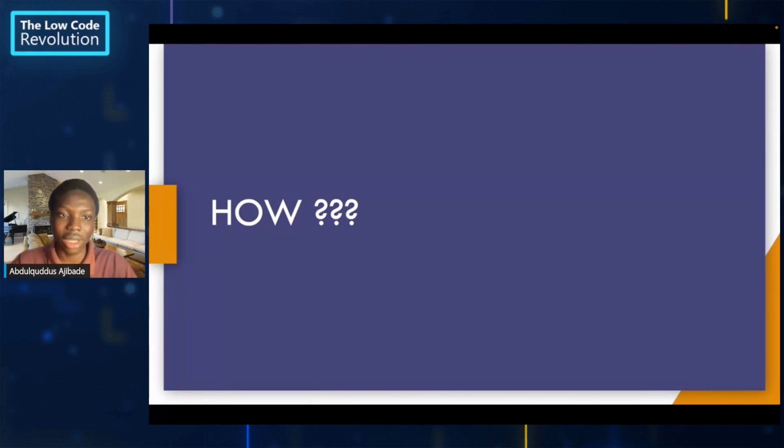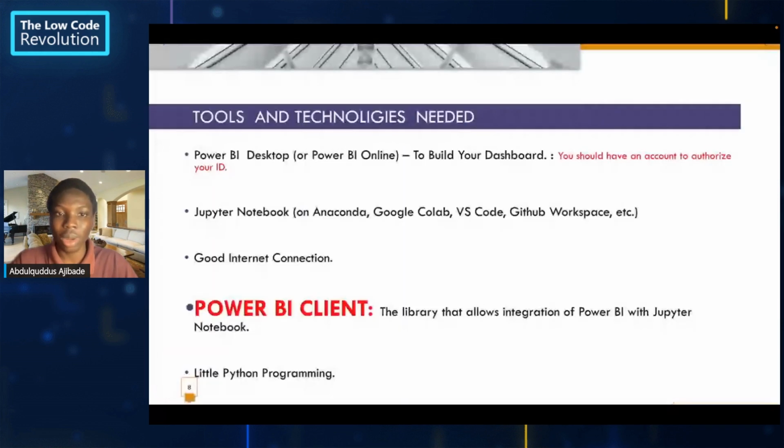The tools we use, definitely you need to have your Power BI. It could be your Power BI Desktop or Power BI online. But the important thing is you should have an account with Power BI. So you make sure you have an account. Then your Jupyter notebook. You can have access to your Jupyter notebook either on Anaconda or Google Colab. It could be your VS Code or GitHub Workspace. Then you need to have a good internet connection. The reason why this Power BI client is on board is because it is a major reason why we're having this discussion. It's a library created for embedding Power BI dashboards in Jupyter Notebook.